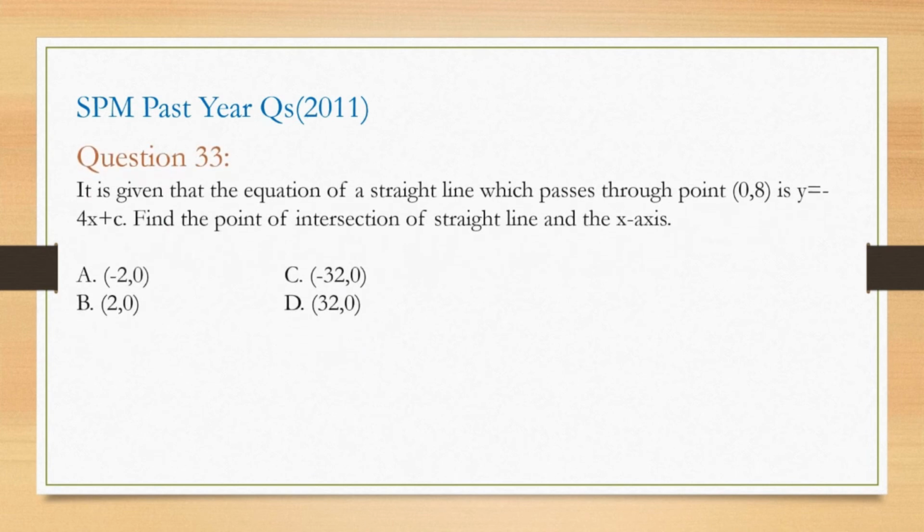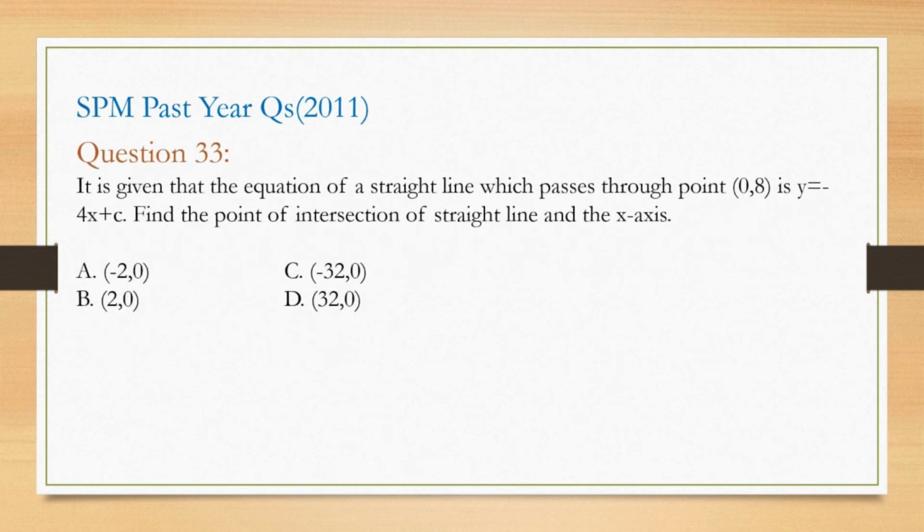Next, let us come to another SPM partial question. It is given that the equation of a straight line which passes through the point is y equals negative 4x plus c. Find the point of intersection of the straight line and the x-axis.